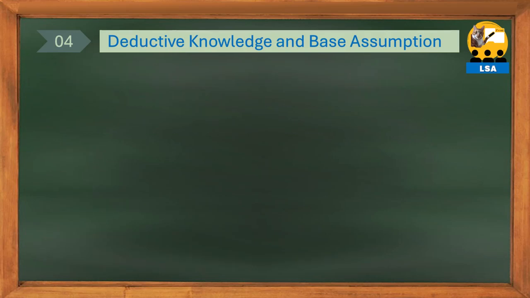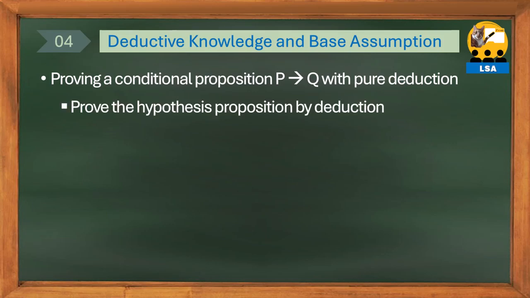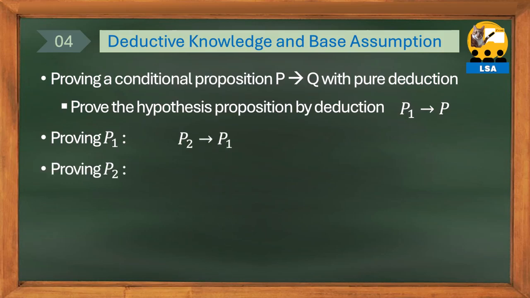How can we prove the truth of a conditional proposition purely using the structure of deduction? We can prove the truth of the hypothesis proposition by deduction. If P1, then P. How do we prove the truth of P1 again? We prove it with if P2, then P1. How do we prove the truth of P2? We prove it with if P3, then P2. Continuing in the same way, the inference goes on endlessly.